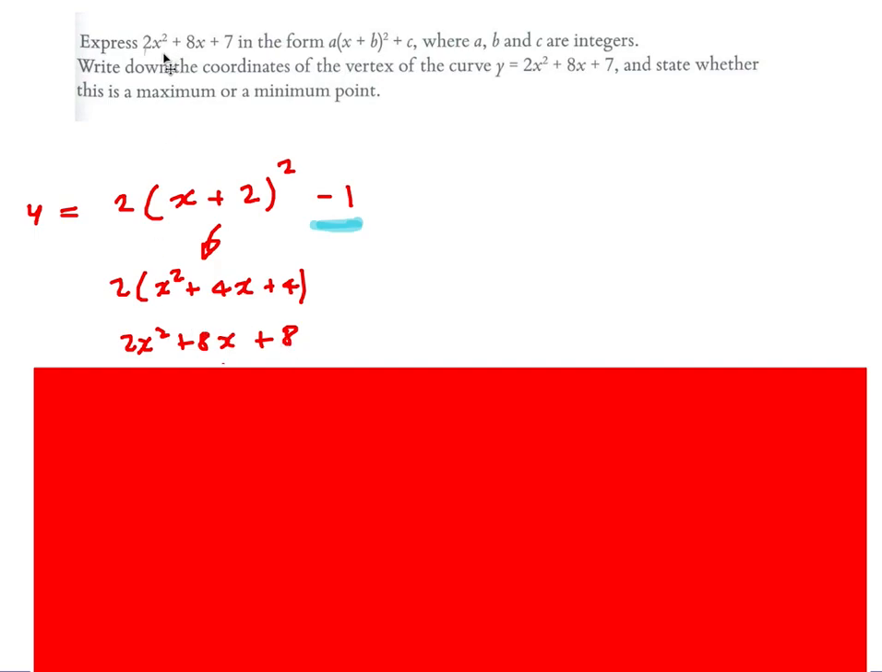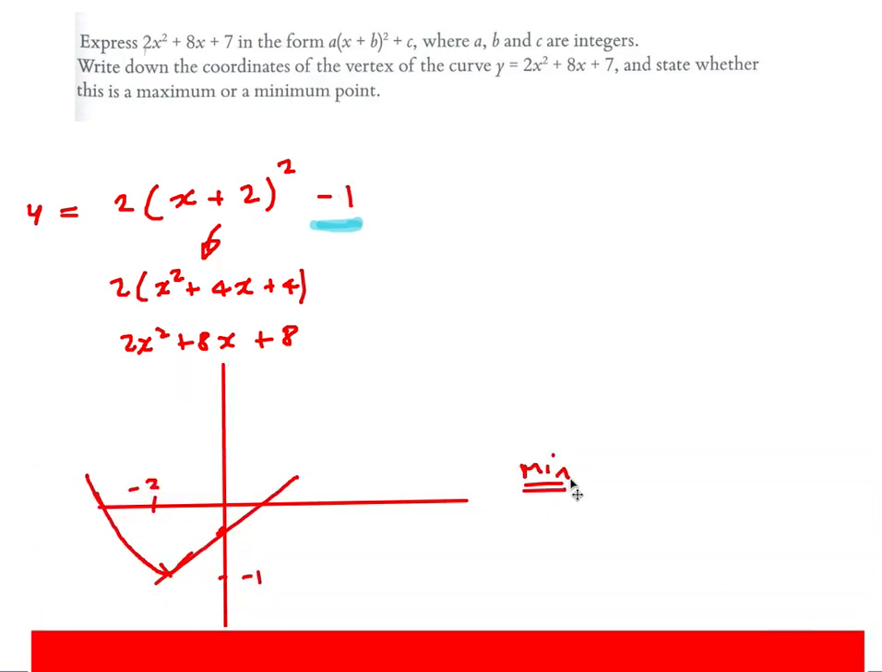As before, I've got the 2x squared, I've got the 8x, but at the moment I've got a plus 8. I'm supposed to have plus 7. How do you get from plus 8 to plus 7? Take away 1. So therefore, that's the complete the square form. What's that going to look like? Same as before, this plus 2 gives me the x coordinate of minus 2. Minus 1 gives me the y coordinate of minus 1. That's what it looks like. The x squared term is positive, therefore it's a minimum.